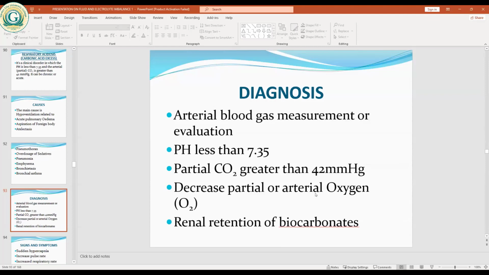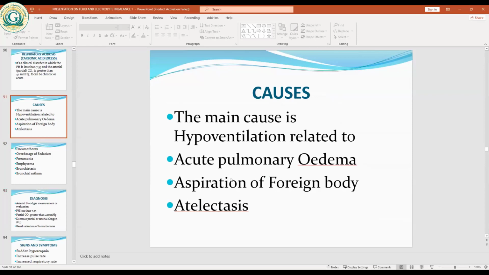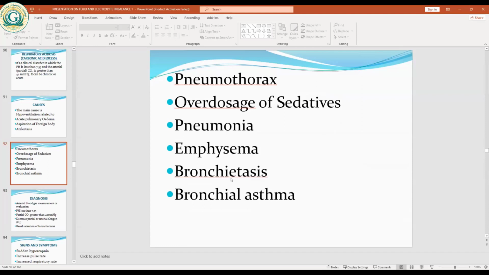Okay, sir, you talked about bronchial asthma. In bronchial asthma, I was thinking it causes respiratory alkalosis. Why? Because the person is able to breathe in but not out. The person is able to breathe what? In. Also, you see that the person is breathing in and out, like they will be gasping for air.